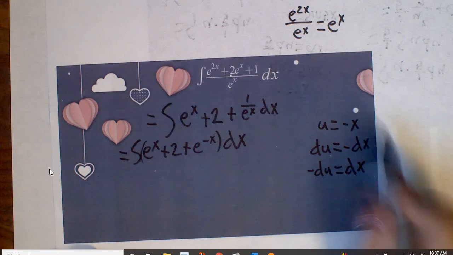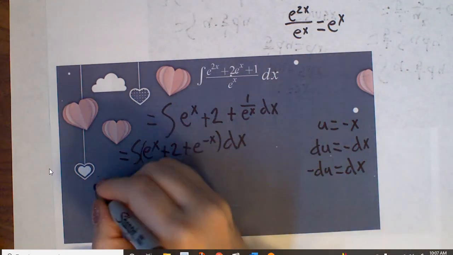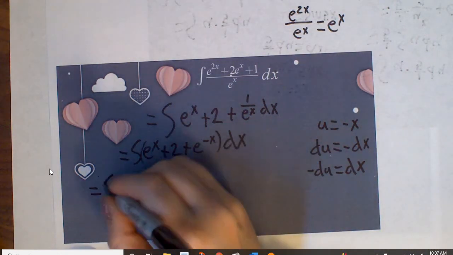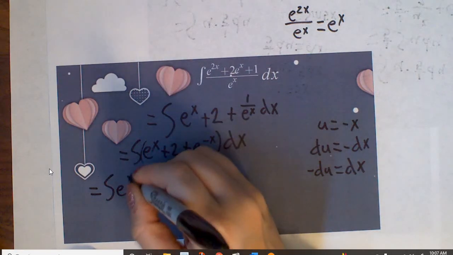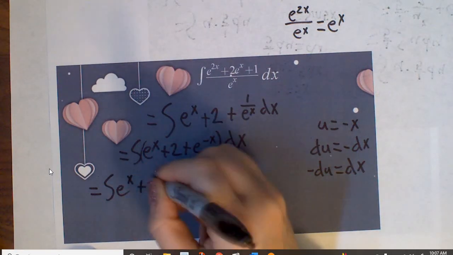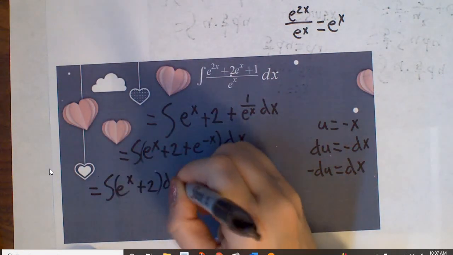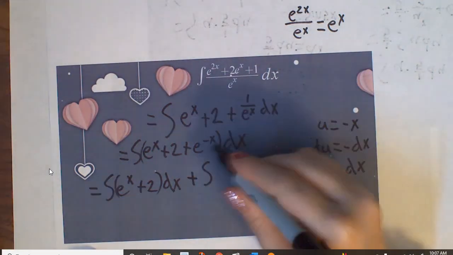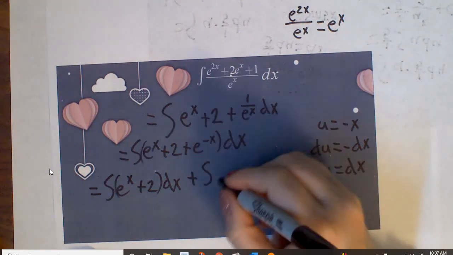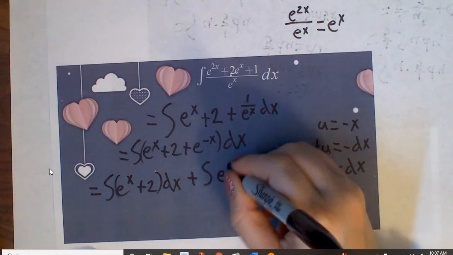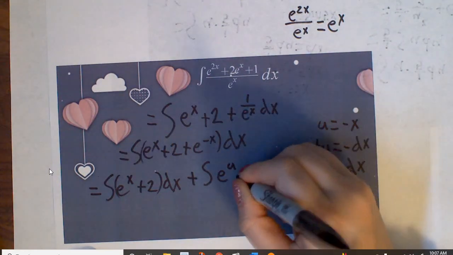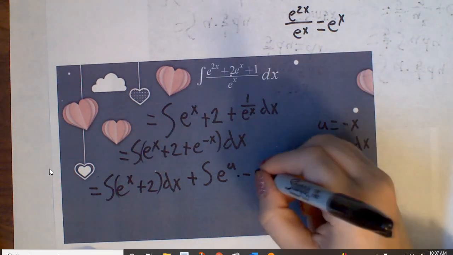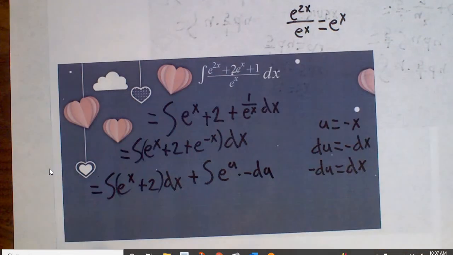And because I'm only having to do the u sub with this last one, we are going to rewrite this as 2 separate integrals, because I can take this first integral with respect to dx. The second part here is what's going to cause me issues. So we're going to go for e to the u times negative du.